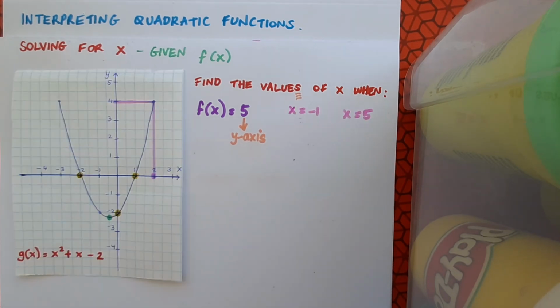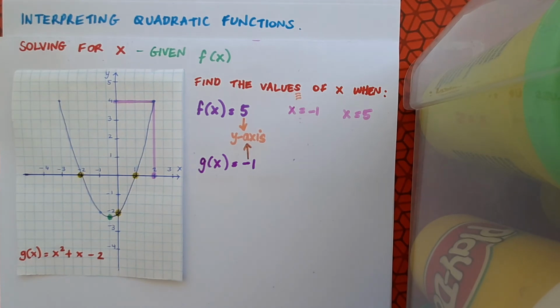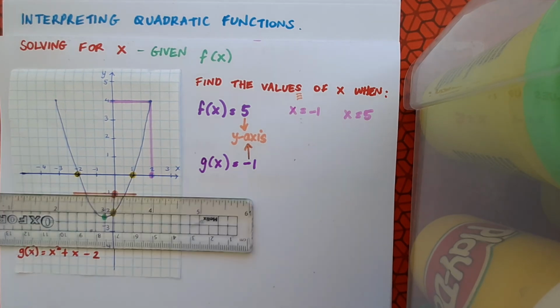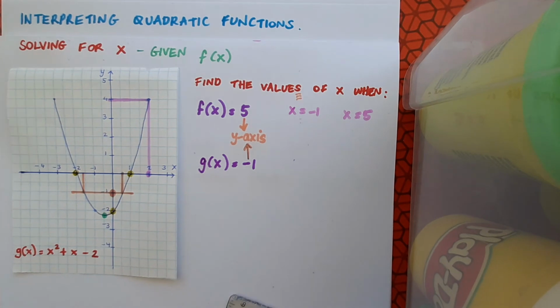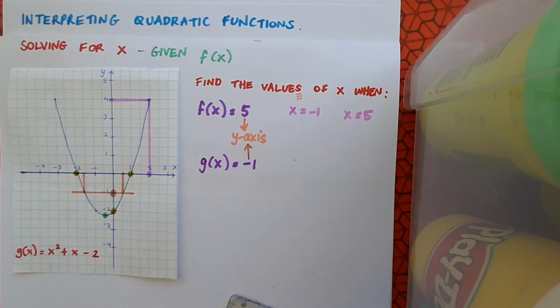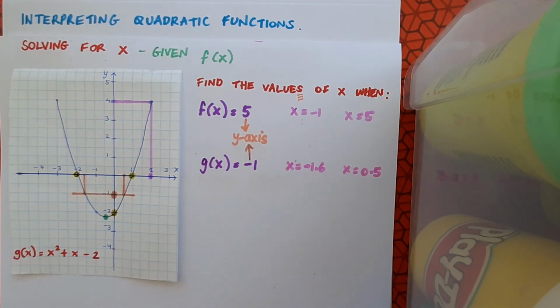Next we have g of x. I want to find the values of x when g of x equals -1. Remember, the -1 is a value on the y-axis. So I go to that value and I draw a line right through it. And again, I can see that my line goes through the curve in 2 places. I'll draw a line from both of these points straight up vertically to the x-axis, and I'll read those values as accurately as possible. And for my graph, those values look like -1.6 and 0.5. So those are my solutions.